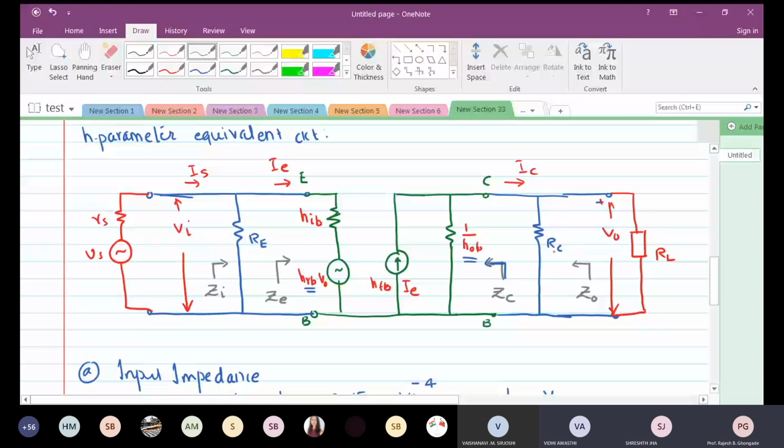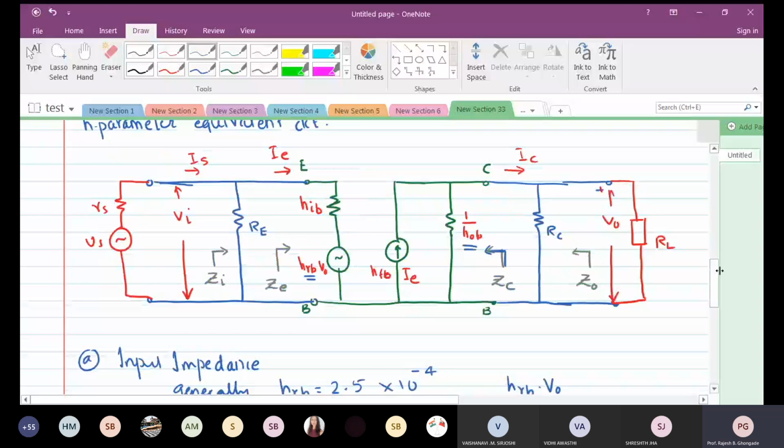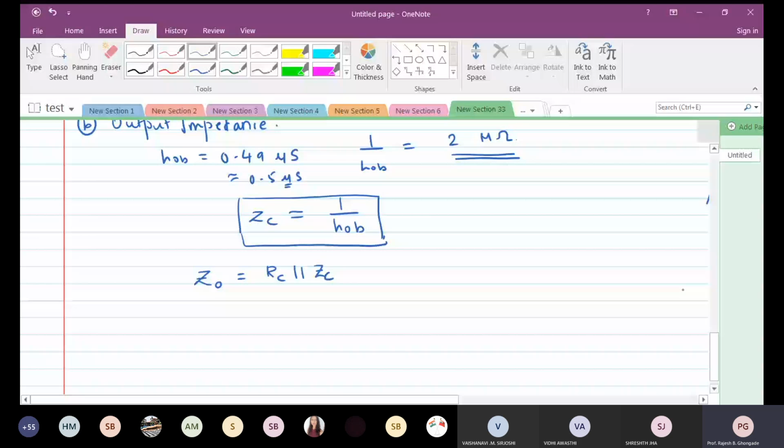RL कति किधर आया बीच में? It is RC parallel to ZC. Remember, RL नहीं आएगा picture में because we are looking into this circuit, as if this RL is not there. So looking into the circuit, we see only RC parallel ZC. All right. So this is our equation for output impedance of the circuit.